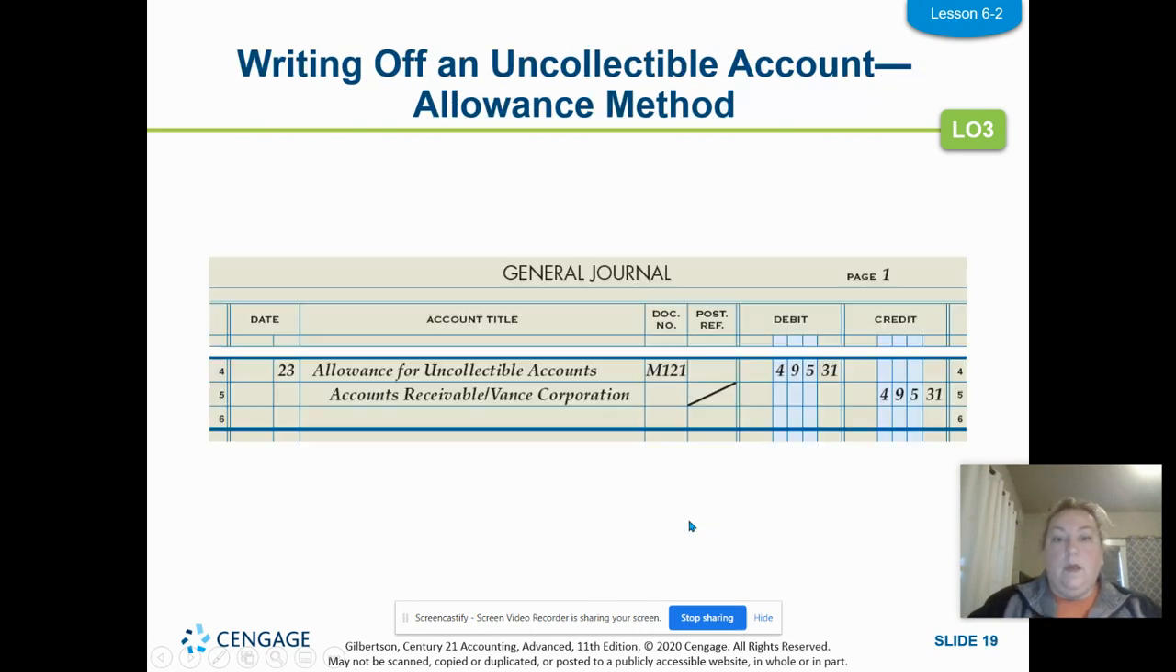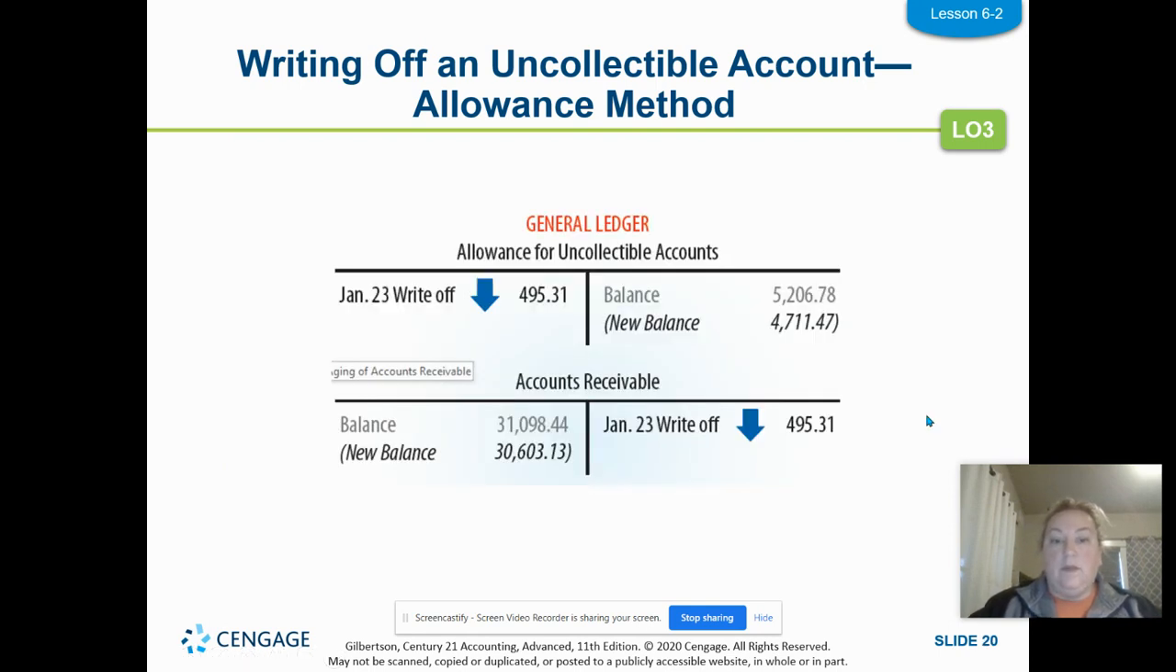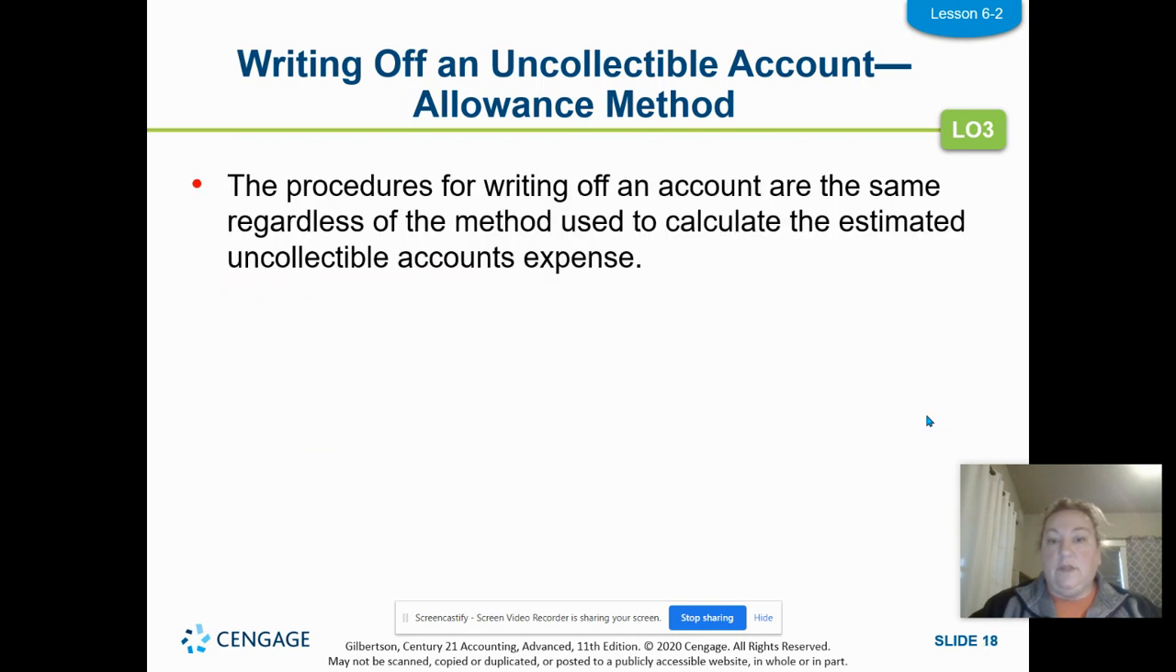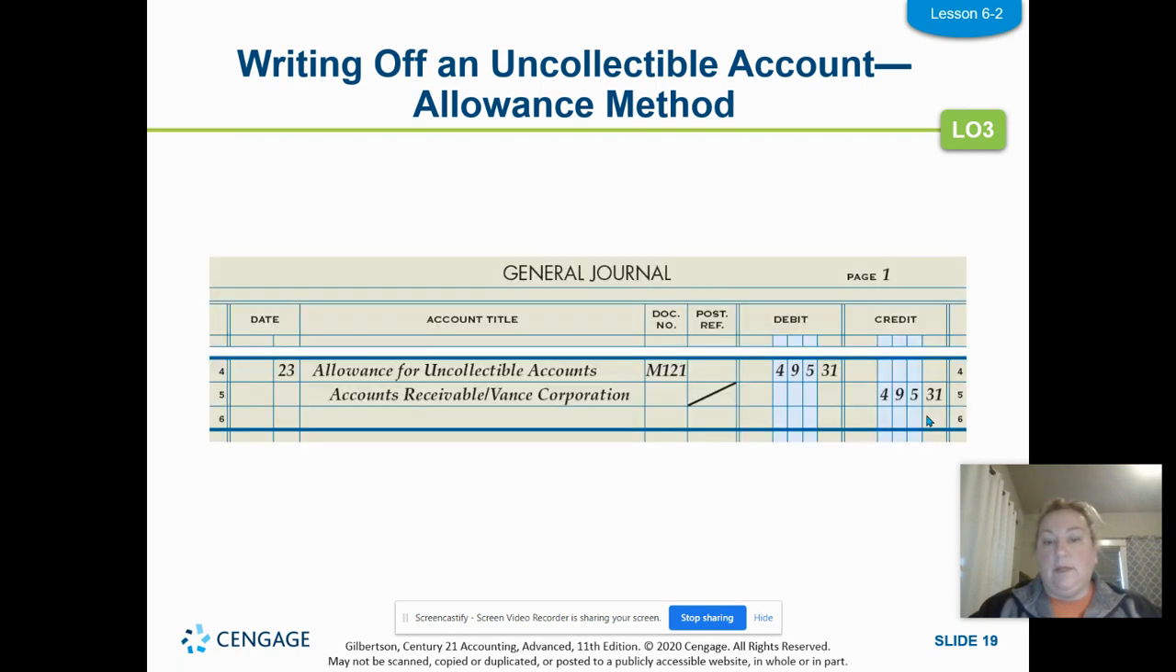Okay. So writing off an uncollectible account under the allowance method, we're going to take it right out. Vance Corporation isn't paying us, so we're just going to write their account off. It goes into allowance for uncollectible accounts as a debit. We're going to credit their account, and then maybe at some point they'll pay us. So that's just a regular transaction. It says the procedures for writing off an account are the same, regardless of the method used to calculate the uncollectible accounts.